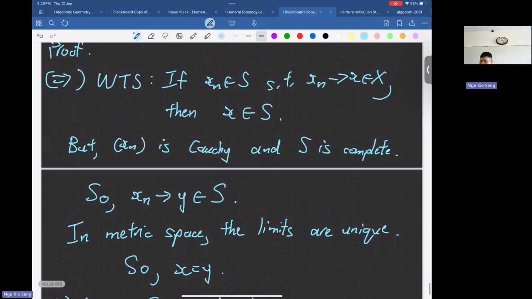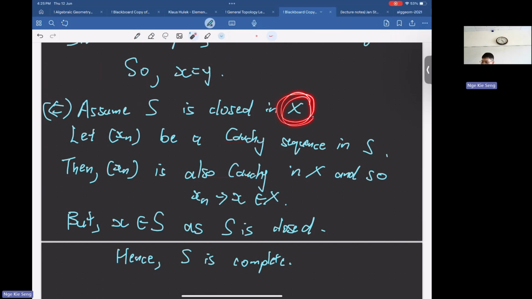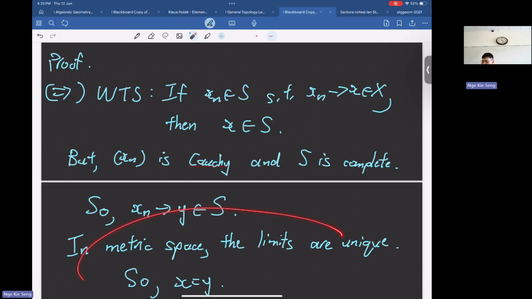So if you notice carefully, X, the largest space, is complete. We only use it in one direction. We didn't use that X is complete in the forward direction here. There's nothing about X being complete here. So actually the forward direction doesn't care about whether your large space is complete or not. So meaning what? If you are a complete metric space, you are always closed. Does that make sense? So closed doesn't always imply complete.